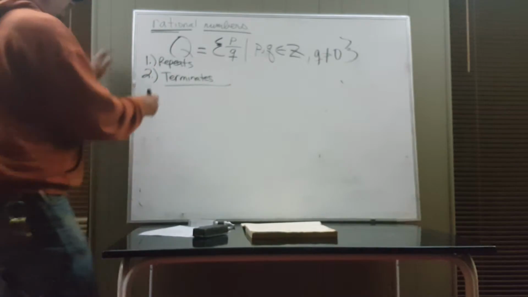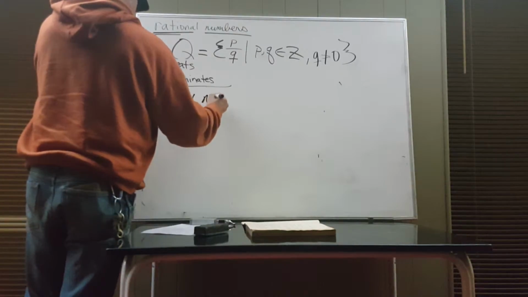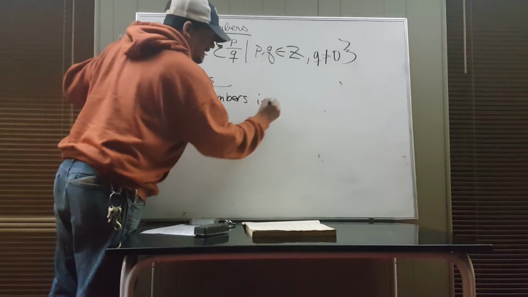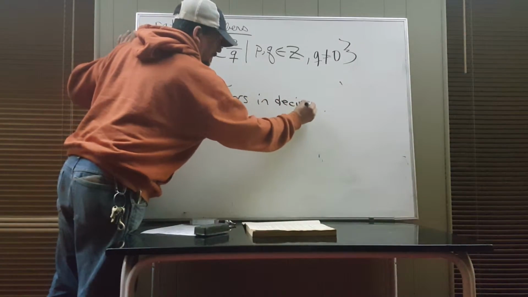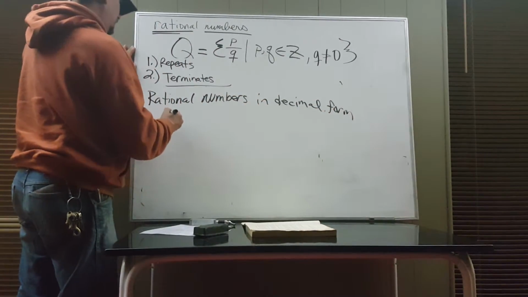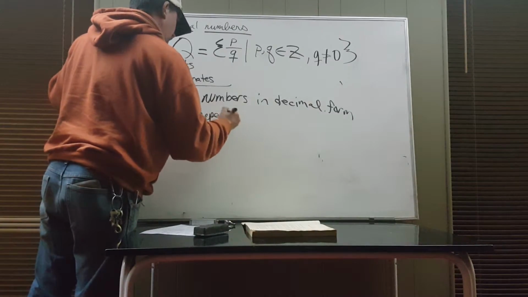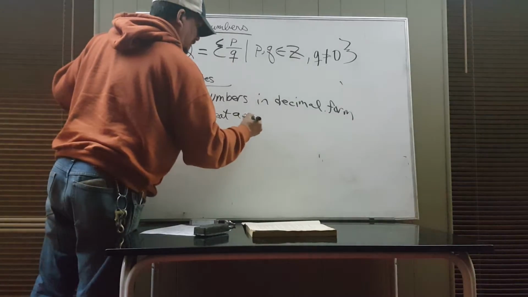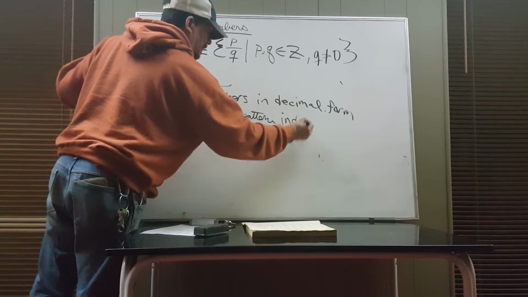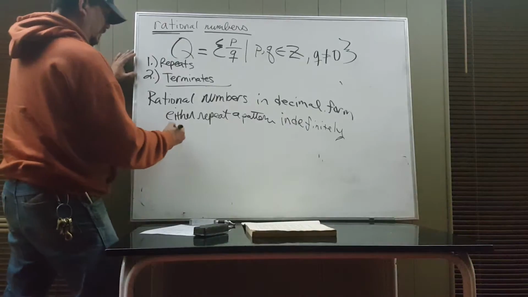Okay. So rational numbers in decimal form either repeat a pattern indefinitely, or terminate.